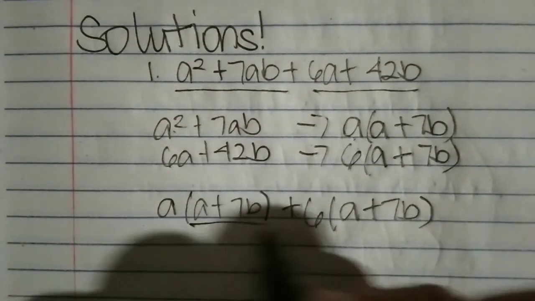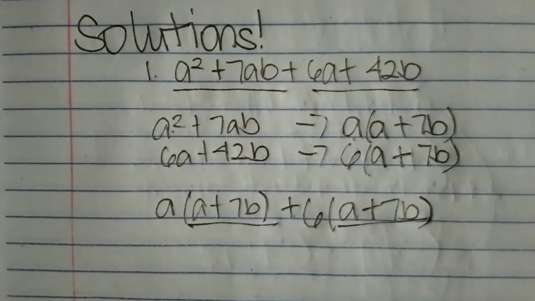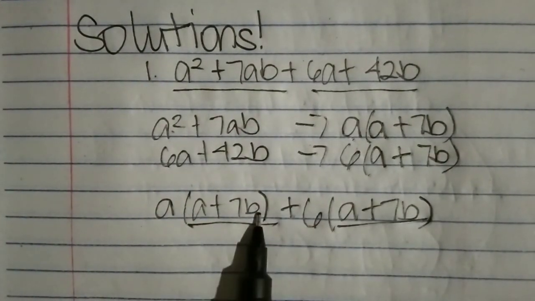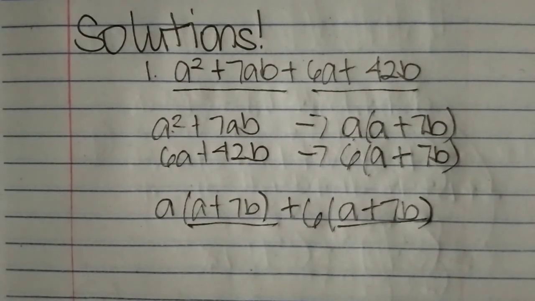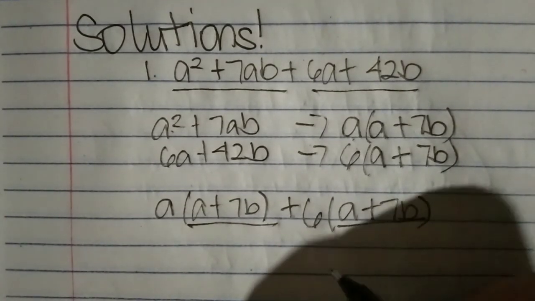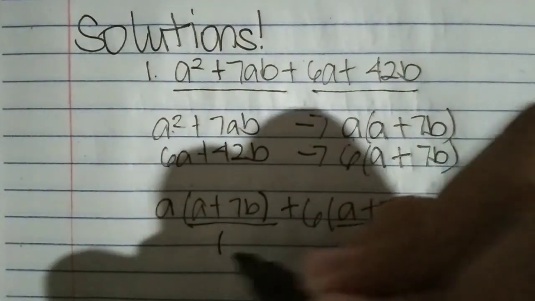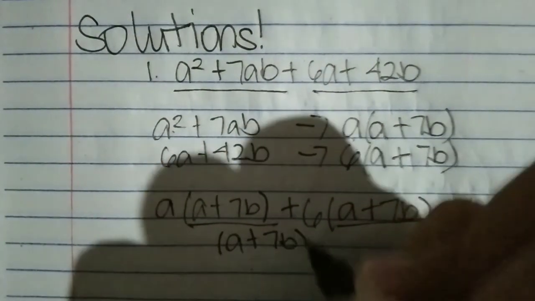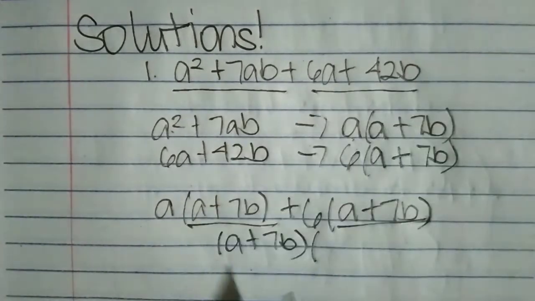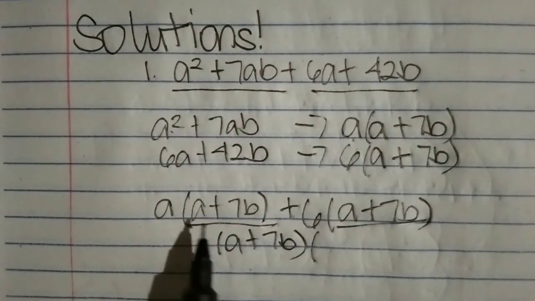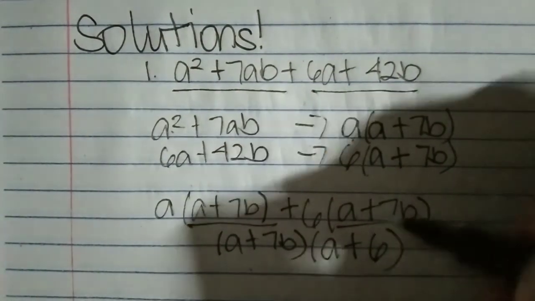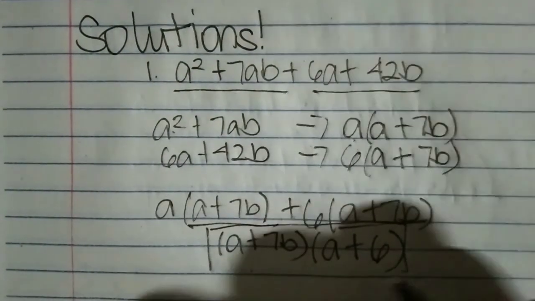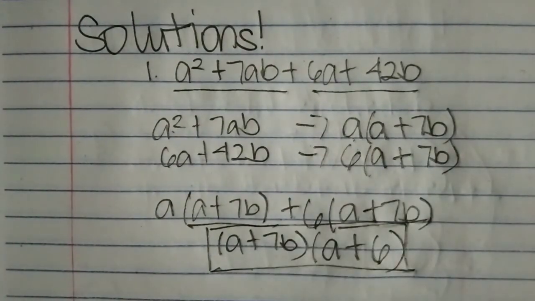Now, we can factor it out since they have a plus 7b as the common factor. So, this gives us a plus 7b multiplied by the second factor. We divide this to each term, so we have a plus 6. So this is the factored form for the first problem.